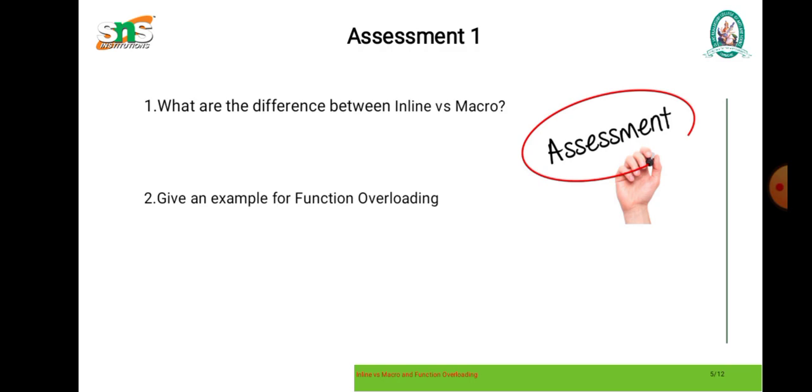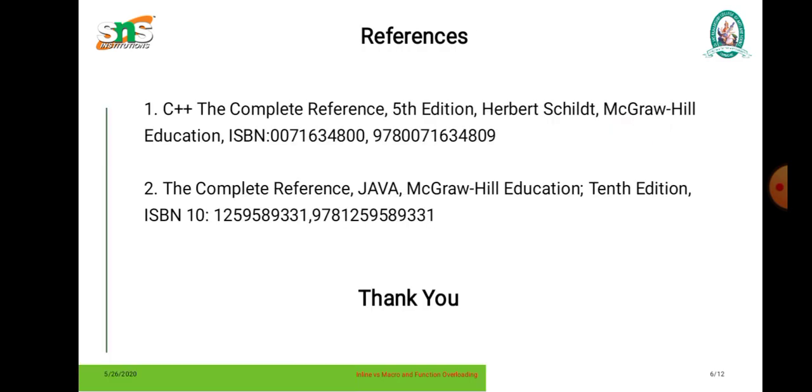So next one is the assessment. The first question is: what are the differences between inline and macro? And the second one is: give an example for function overloading. And these are the references which I used for object-oriented programming.